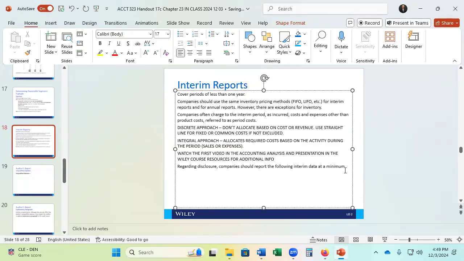Okay. Regarding disclosure, the company should report the following interim data at a minimum. So sales or gross revenue. Some companies don't do an income statement or a balance sheet. It's not required quarterly. Basic and diluted EPS. Seasonal revenue or expenses. Significant changes in estimates.